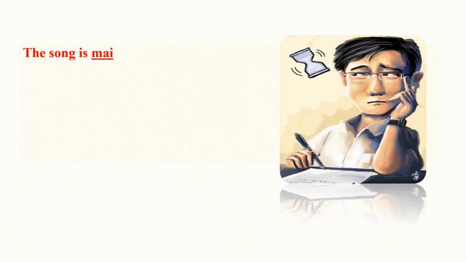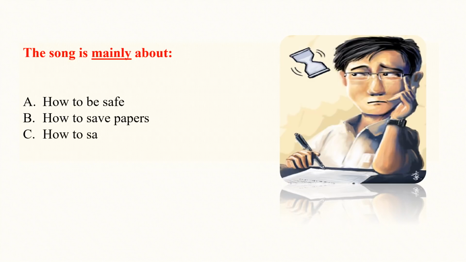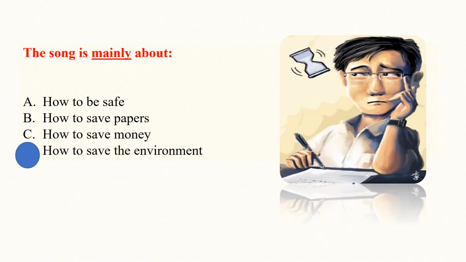So, the song is mainly about A. How to be safe, B. How to save papers, C. How to save money, or D. How to save the environment. What do you think? Excellent, the answer is D. How to save the environment.